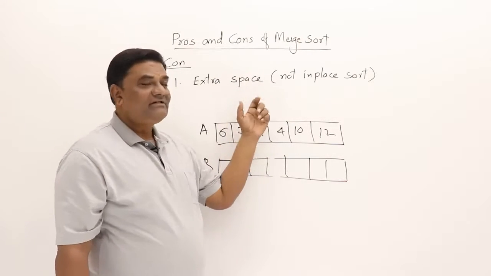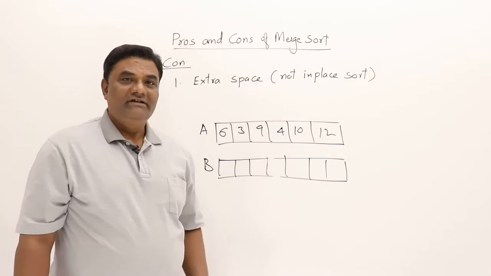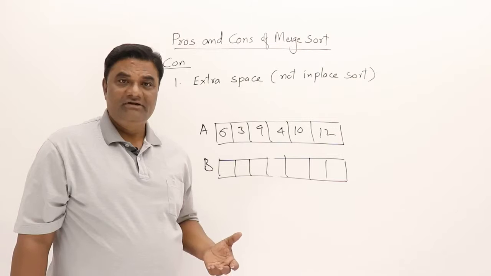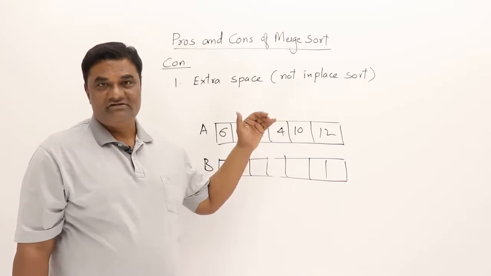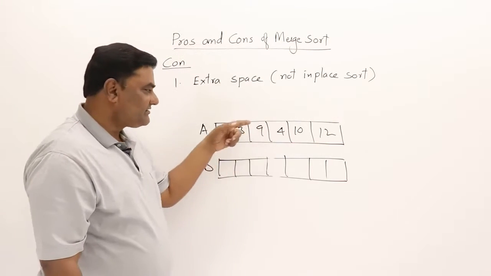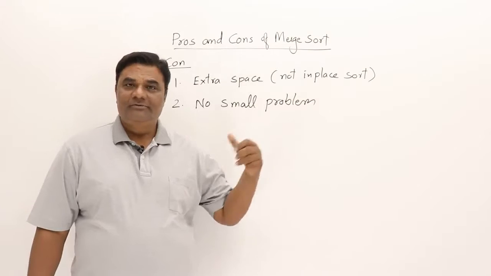It needs extra space, and only in the case of arrays, not in the case of linked lists. So MergeSort is not very suitable for arrays. It needs extra space, so in-place sorting is not possible. You need extra space. Next one is: no small problem.